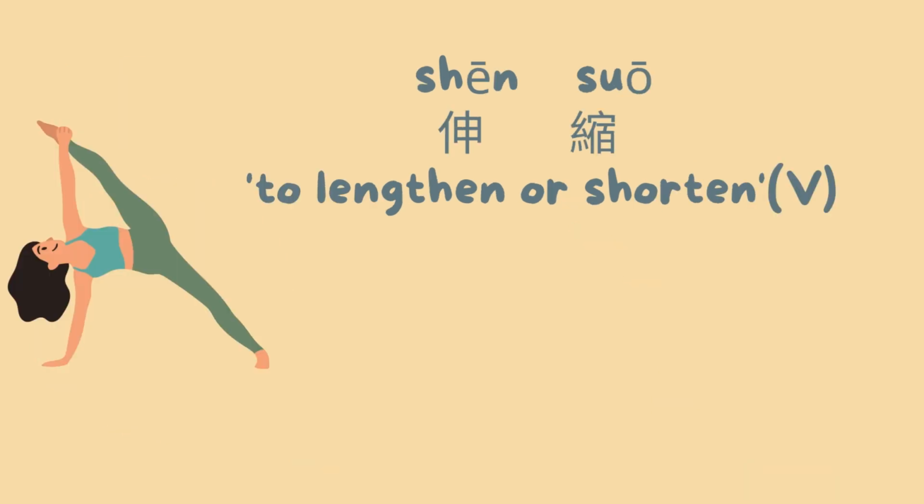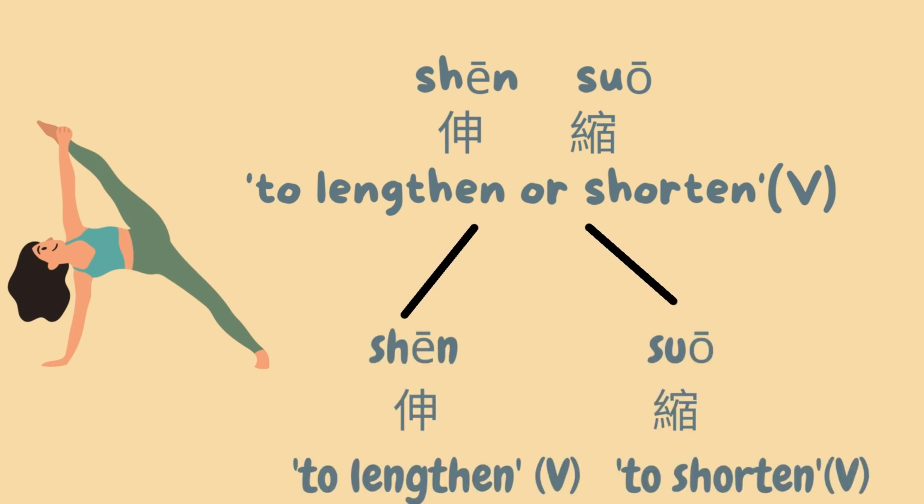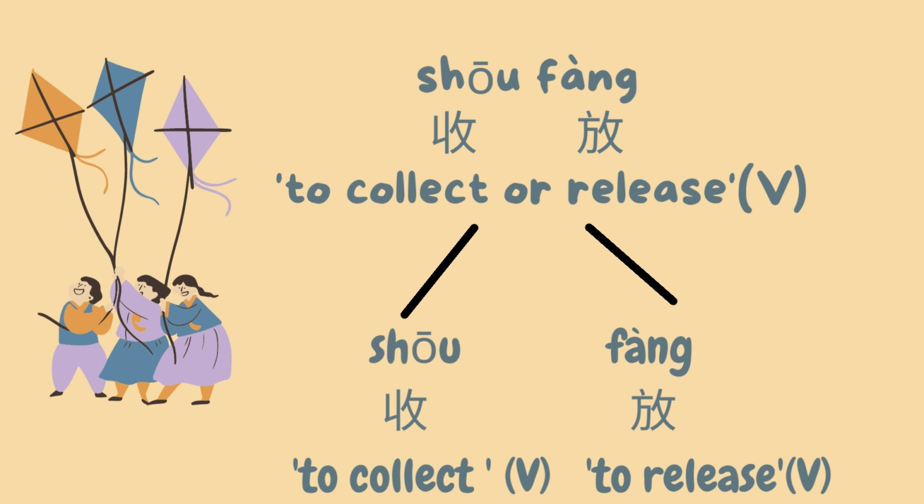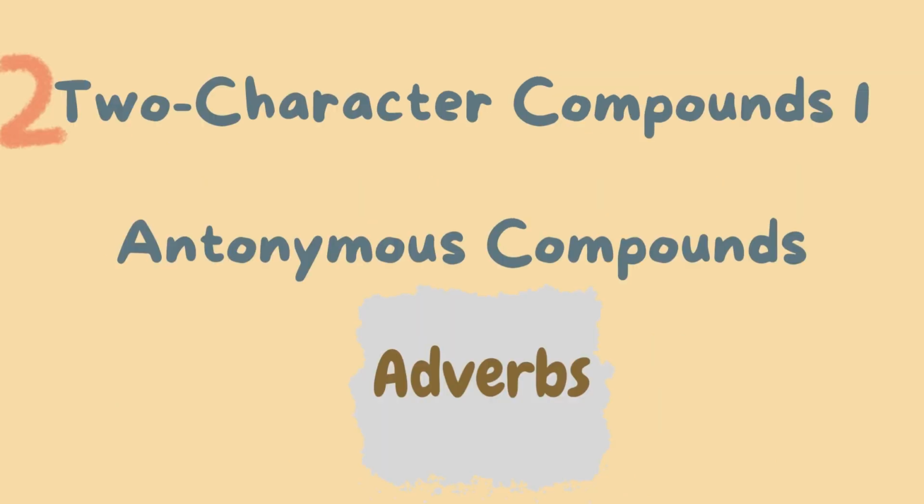Next one, 伸缩, to lengthen or shorten, a verb. The constituent characters 伸, to lengthen, a verb, and 缩, to shorten, a verb, are antonymous. The meaning of the word they form is the combination of the two characters that make it up. To lengthen or shorten, a verb. Next one, 收放, to collect or release, a verb. The constituent characters 收, to collect, a verb, and 放, to release, a verb, are antonymous. The meaning of the word they form is the combination of the two characters that make it up. To collect or release, a verb.